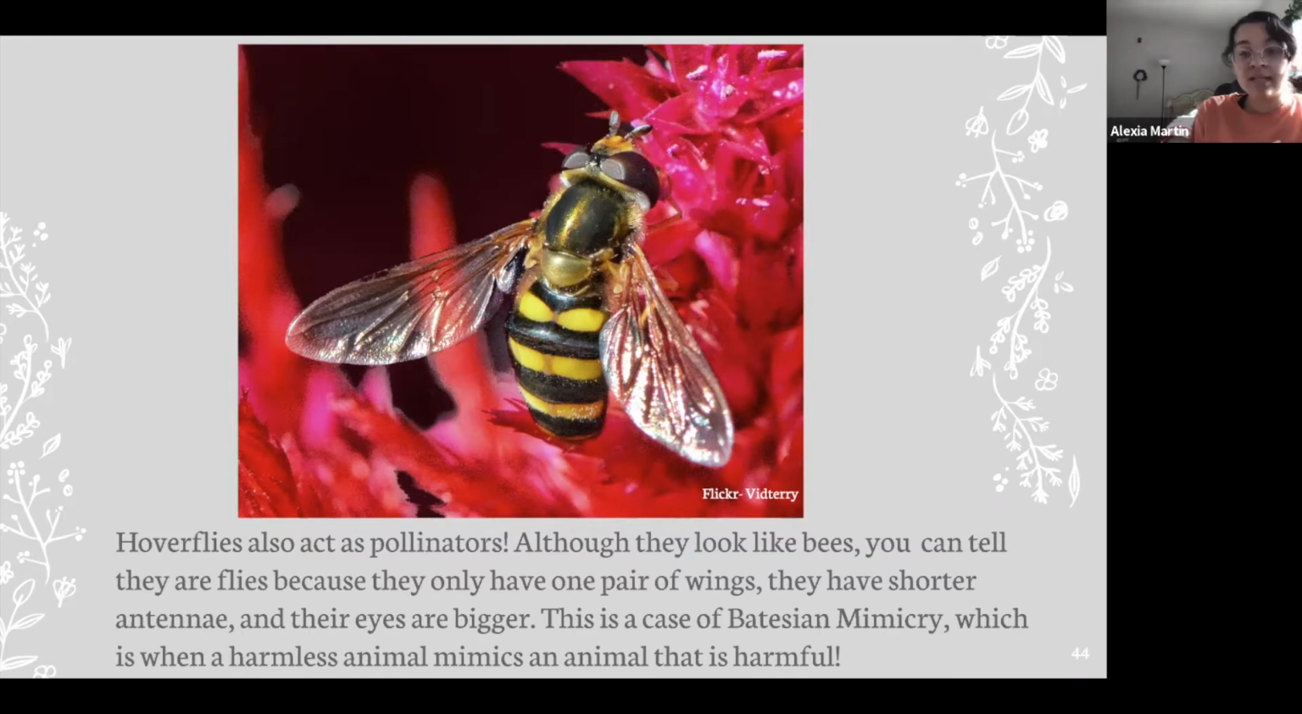And so this is a case of Batesian mimicry. What is meant by this is that a harmless animal is mimicking an animal that is harmful. So if you just saw this hoverfly in passing, you might think that it's a bee or a wasp, and that might scare you away. And so that's their goal. That's why they're colored like this.